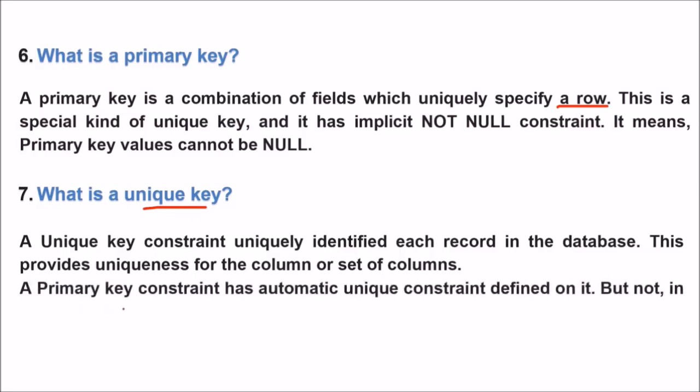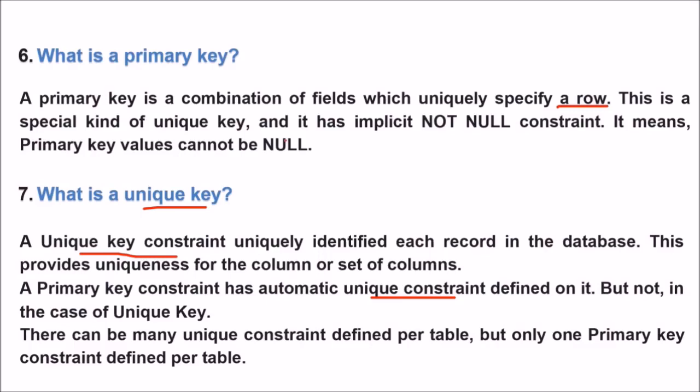A primary key constraint has an automatic unique constraint defined on it. You don't have to specify it, but in the case of a unique key, you have to specify it. A unique key constraint uniquely identifies each record in the database, providing uniqueness for a column or set of columns. There can be many unique constraints defined per table, but only one primary key constraint per table. Only one primary key. There can be many unique keys.